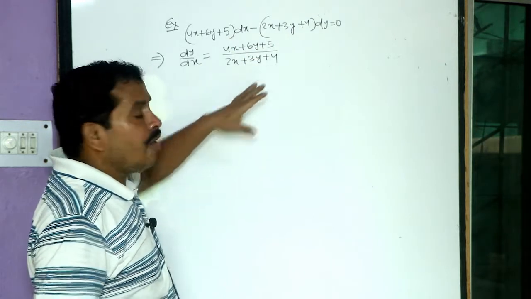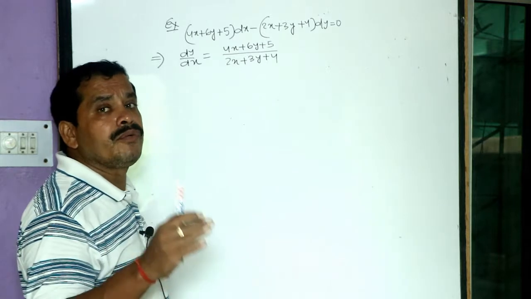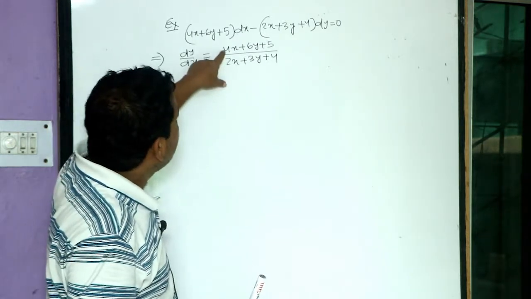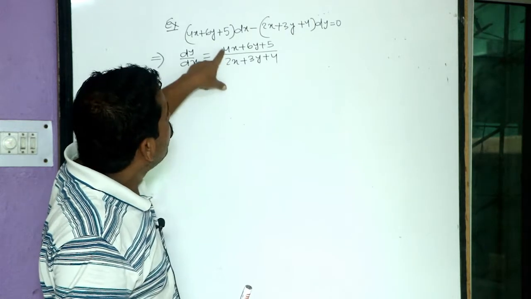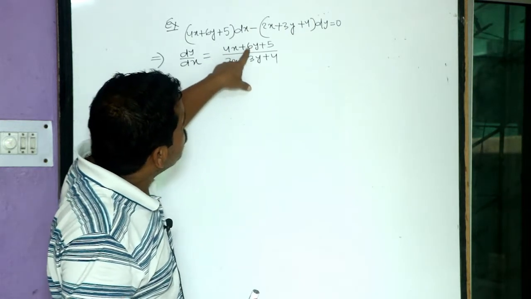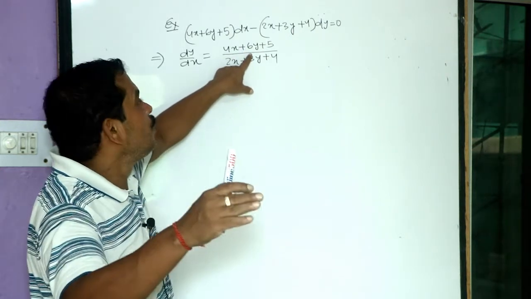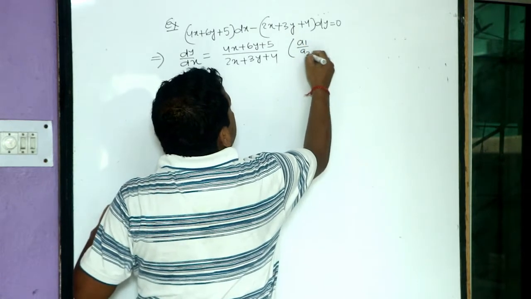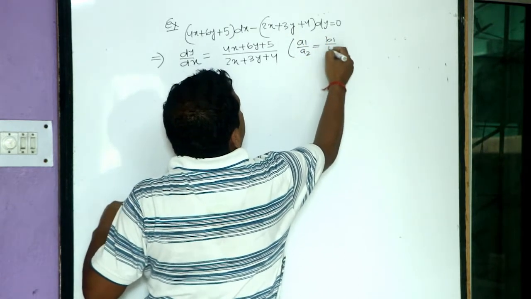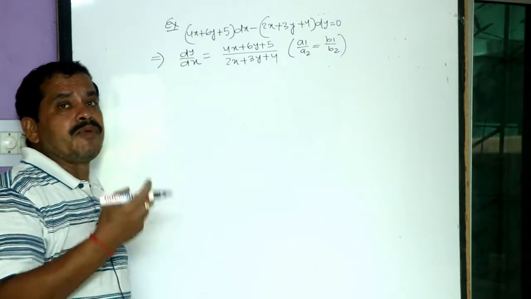Then we have to check whether a1 by a2 is equal to b1 by b2 or a1 by a2 is not equal to b1 by b2. Here a1 is 4, a2 is 2, 4 by 2 is 2. Also b1 by b2, 6 by 3, is also 2. So this is a case of a1 by a2 equals b1 by b2. Then how can you solve this type of equation?